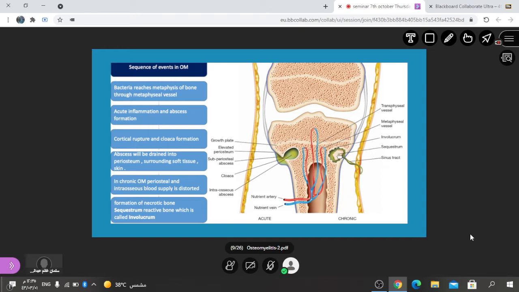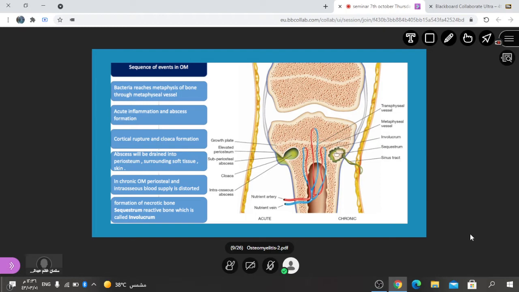So in osteomyelitis, we said the abscess will block the metaphyseal vessels. In chronic cases, the subperiosteal abscess will also block the periosteal vessels. So this will lead to ischemic necrosis of the bone, and we have a chunk of necrotic bone.